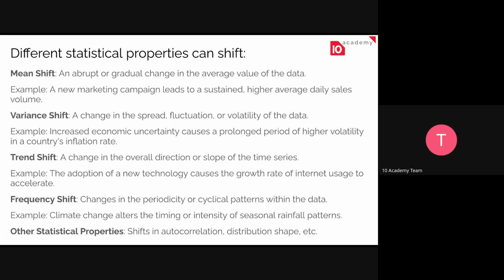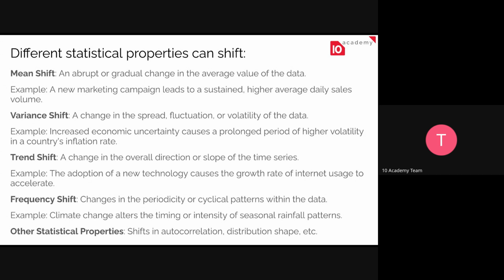For the variance, it's the same thing, but a change in the spread. So it's more of a spread fluctuation or volatility of the data. For example, increased economic uncertainty causes a prolonged period of higher volatility in a country's inflation rate. And trend.